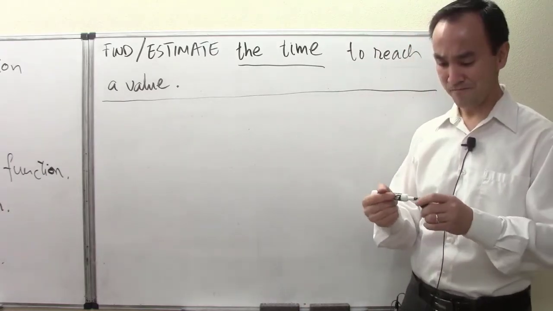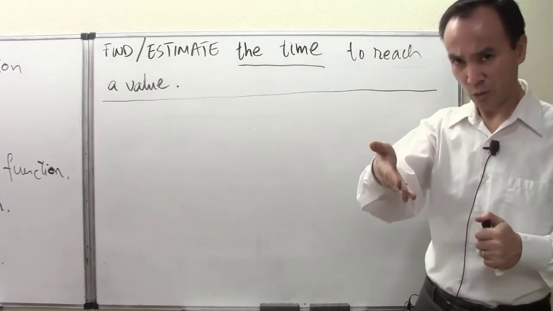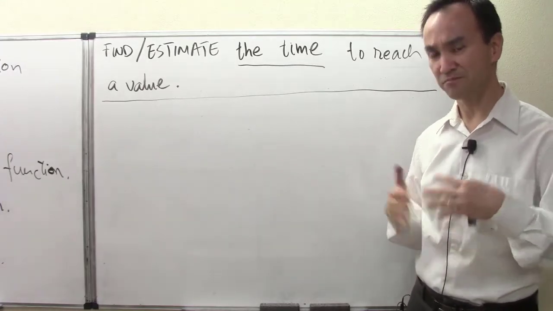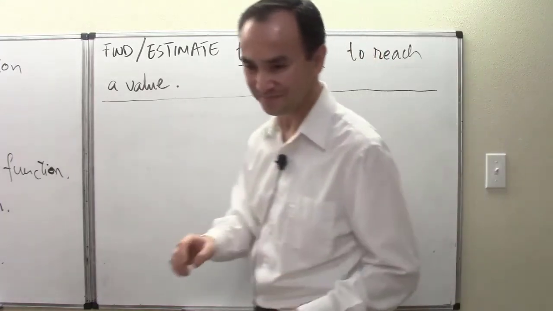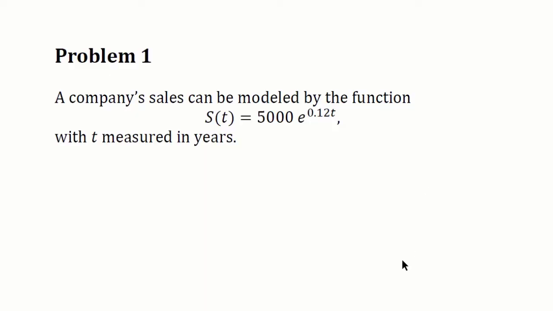So now I'm going to swing over the wording description of one problem here first. All right, so here we go. In this problem, let's read the wording description right here. A company's sales can be modeled by the function S of t equals 5,000 times e to the 0.12t, where t is measured in years. Okay, and this is just the description of the data we have right here. We didn't see any question yet.